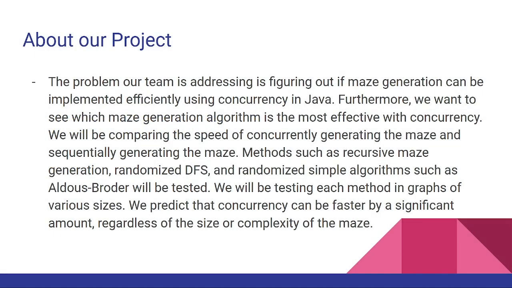So, like I said, our project is about maze generation. The problem we wanted to address is figuring out if maze generation can be implemented efficiently using concurrency in Java. During this course, we have learned different tools and concepts about race conditions, concurrent objects, and mutual exclusion. We wanted to test those theories, comparing the speed of concurrency generating the maze with different algorithms. We're using randomized DFS, randomized Prim, and Aldous-Broder. We'll be testing each algorithm both concurrently and single-threadedly, and then comparing the results with graphs of different sizes.